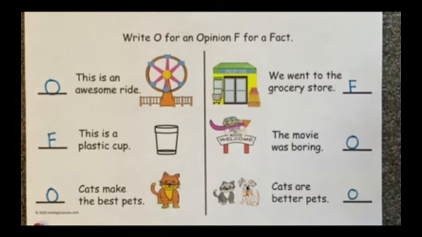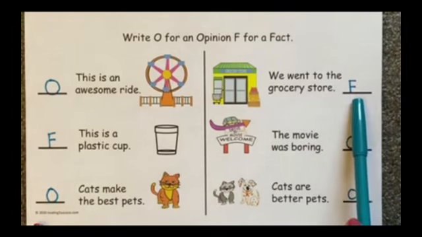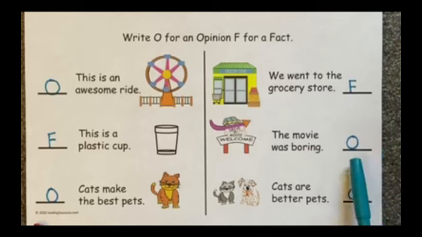So let's go over each one. This is an opinion. This sentence is a fact. This sentence is an opinion. This sentence is a fact. This sentence is an opinion. And this sentence is an opinion.